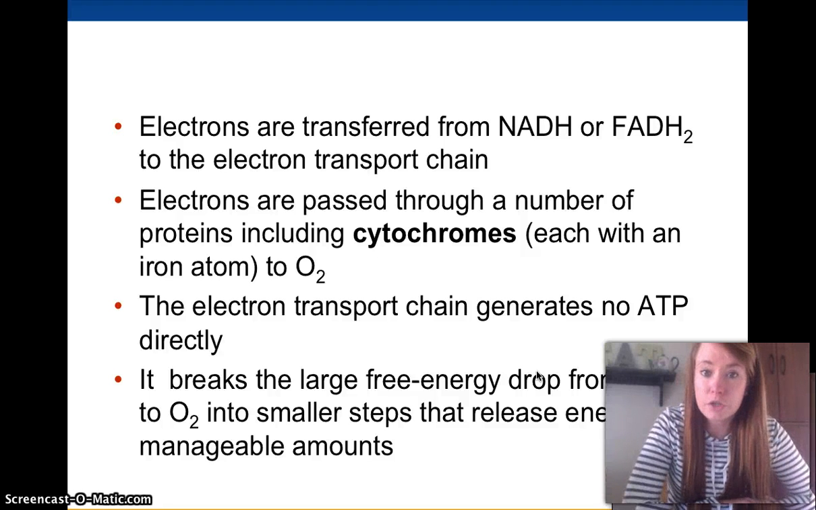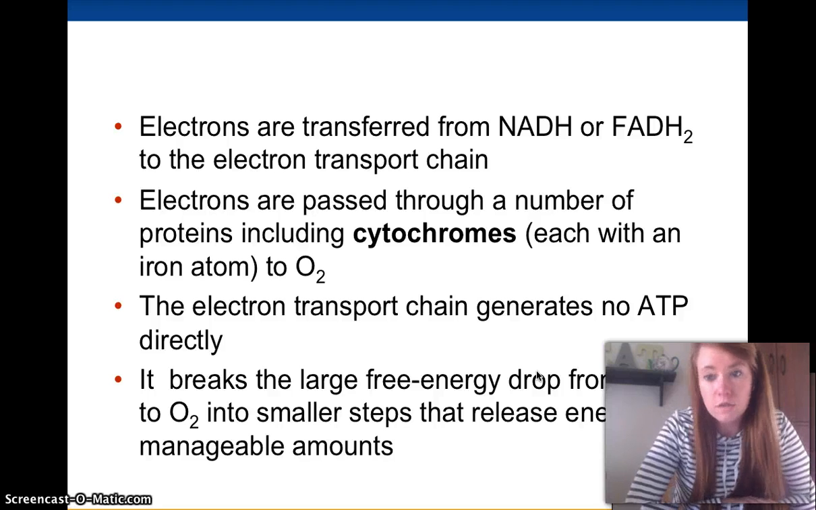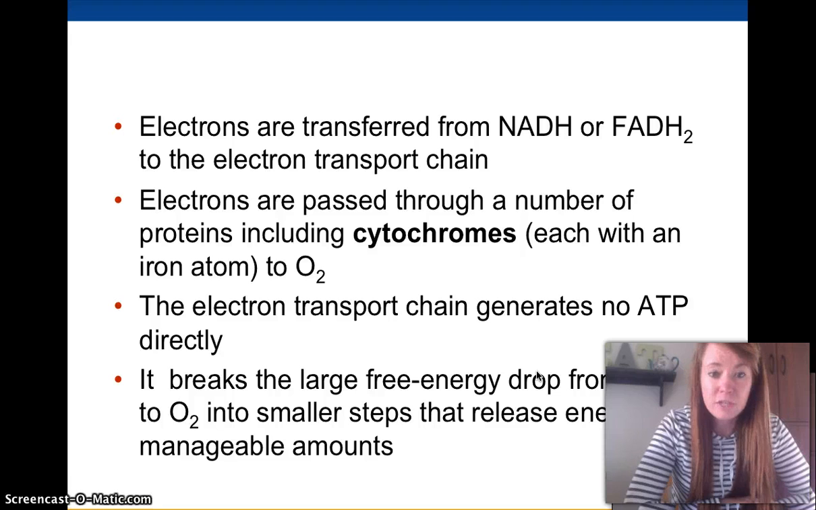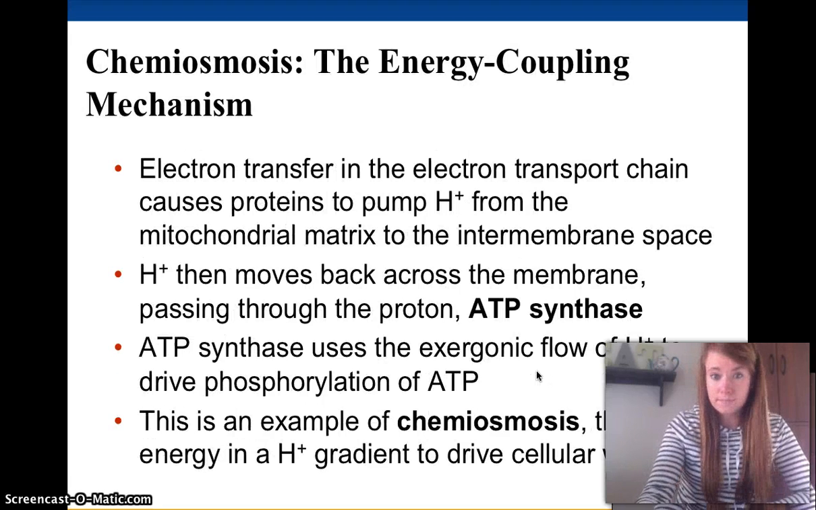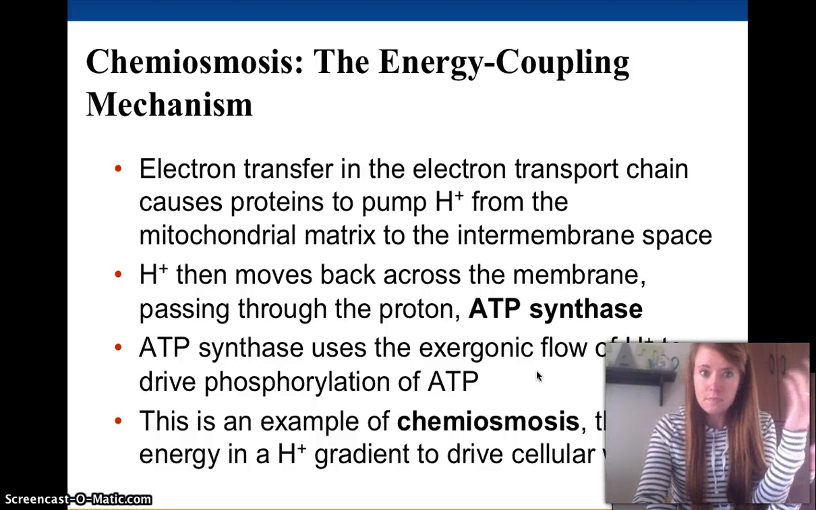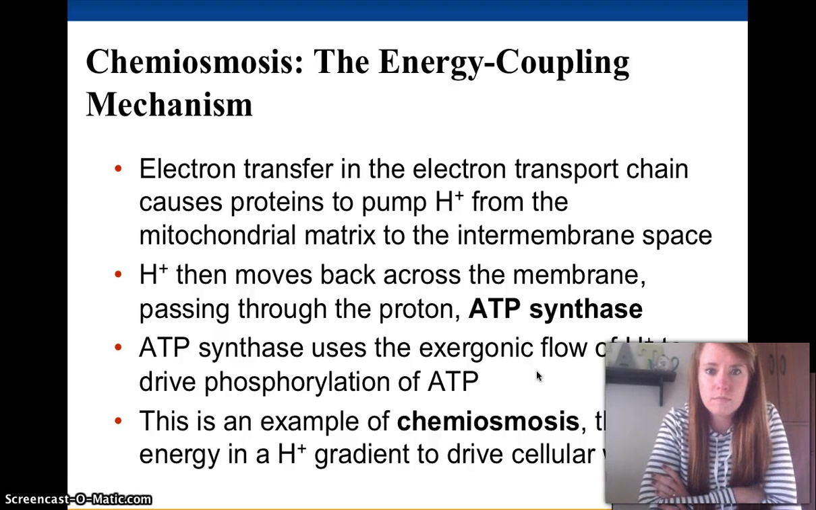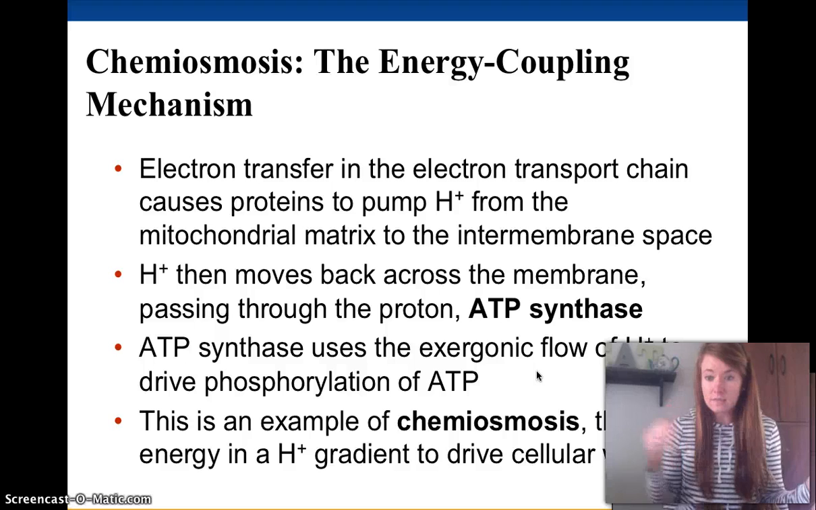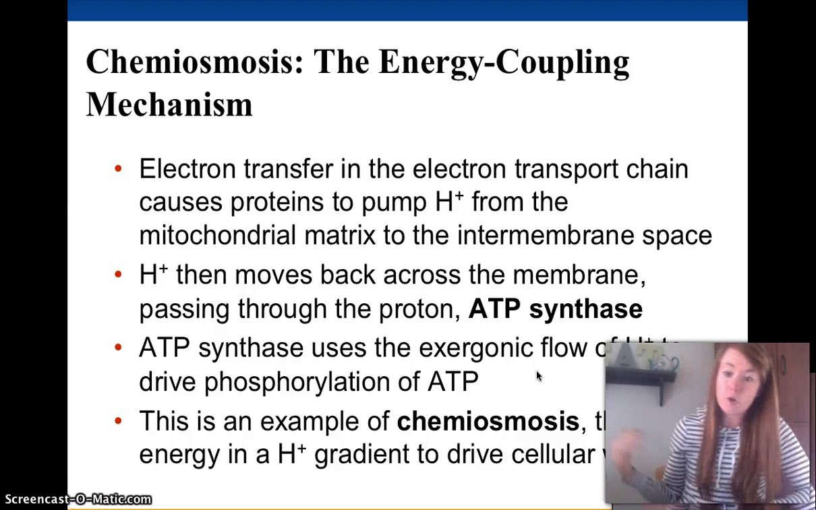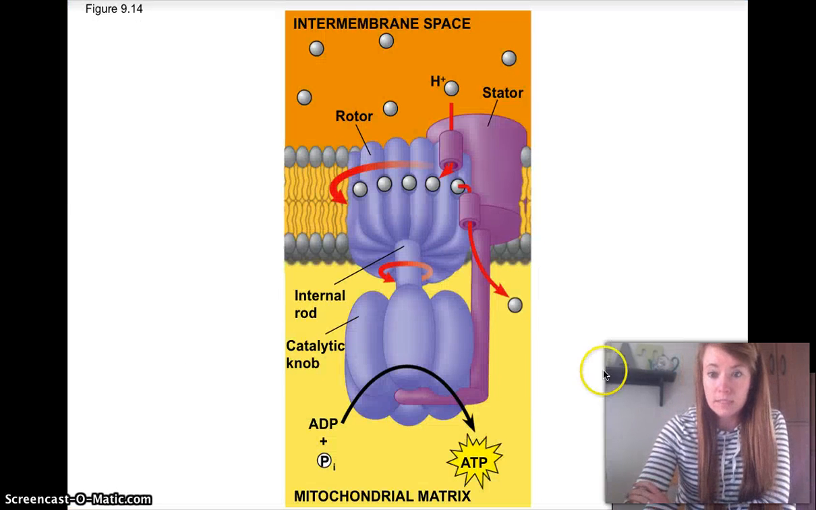So what this says is electrons are transferred from NADH or FADH2 to the electron transport chain. You know that. Electrons are passed through a number of proteins, including cytochromes. You don't need to know that. Just know that there are some proteins called cytochromes. Just know what that word is. And the electron transport chain makes no ATP directly. So what actually does make the ATP is what we call chemiosmosis. So when the electrons are transferred through each protein down the electron transport chain, these proteins pump H+ across the mitochondrial membrane into the intermembrane space.